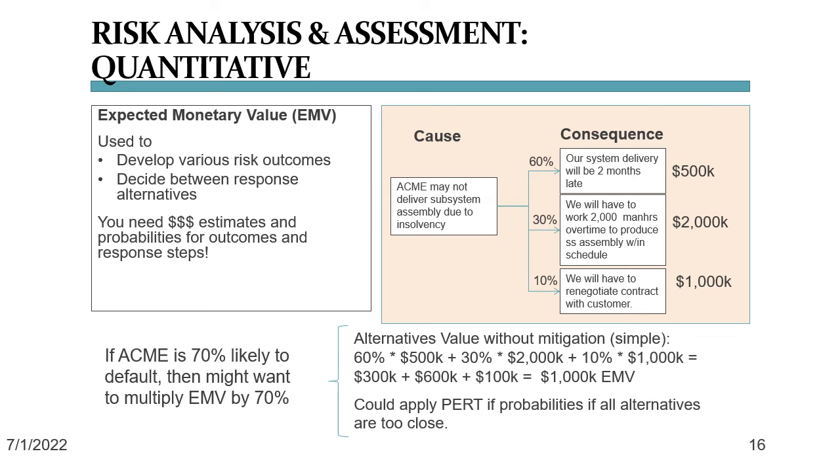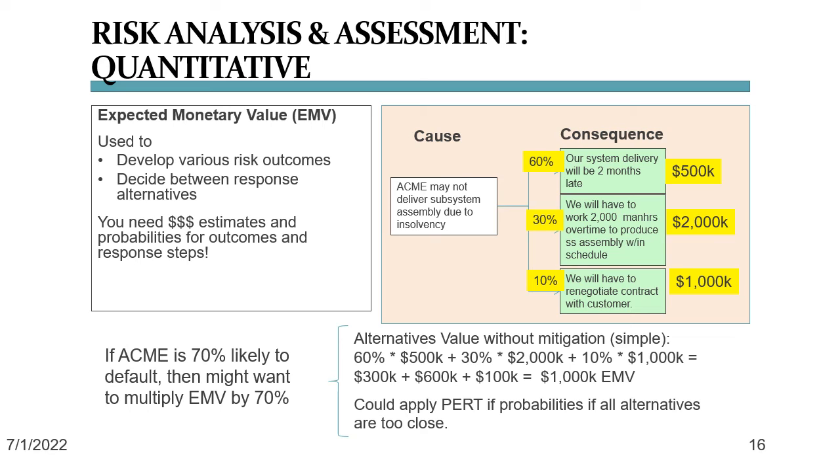The risk here is the combination of cause and consequence, but the cause of a subcontractor going belly up here has 3 possible consequences: a late system delivery, overtime, or contract changes. The probabilities are 60%, 30%, and 10%. Note that all probabilities always amount to 100%.